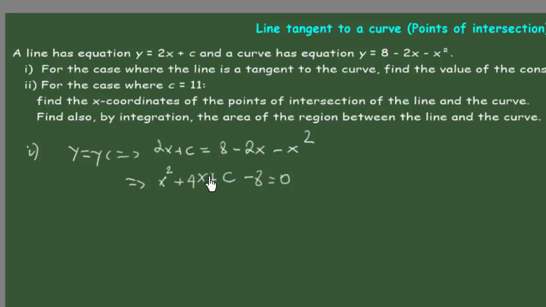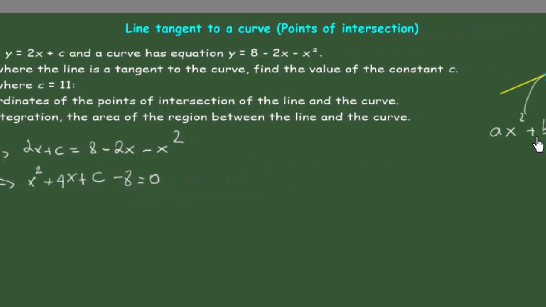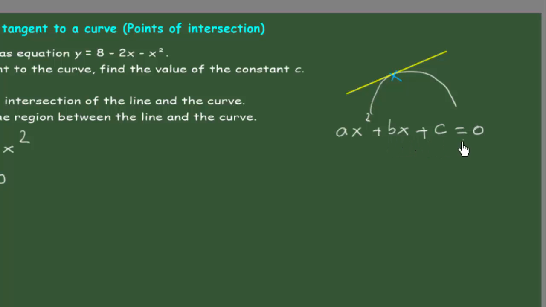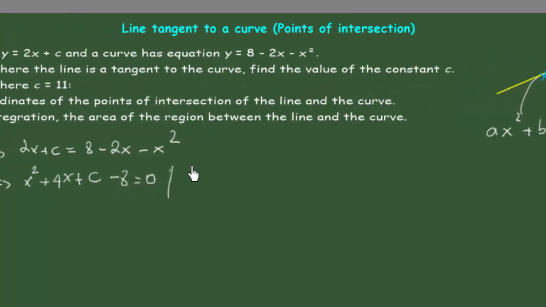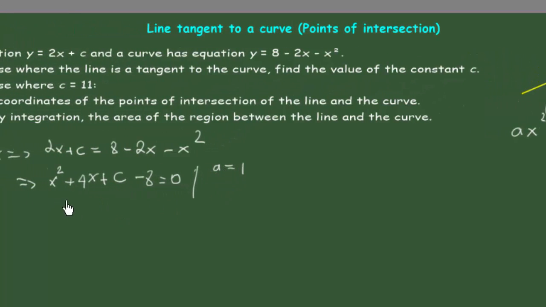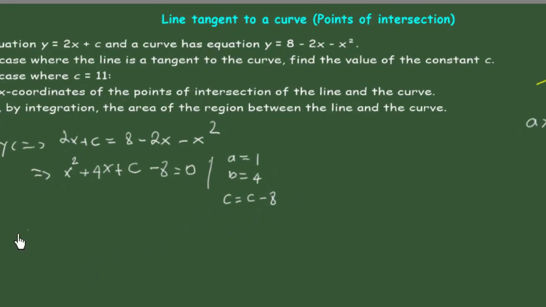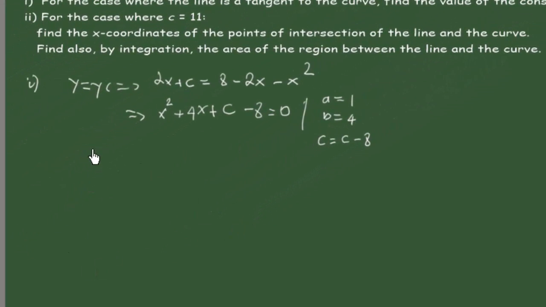Our quadratic equation is now in the form ax squared plus bx plus c equals 0, with a equals 1, the coefficient of x squared. The coefficient of x, b, is 4, and the last term is c minus 8. Here, we can use the discriminant to solve this equation. So the discriminant delta, or D, equals b squared minus 4ac.